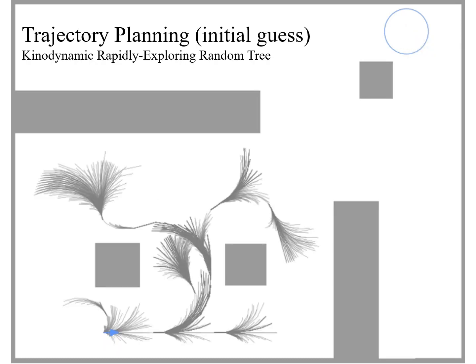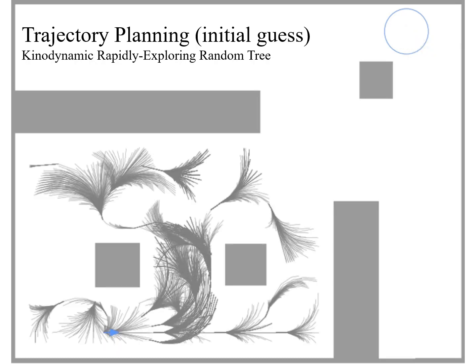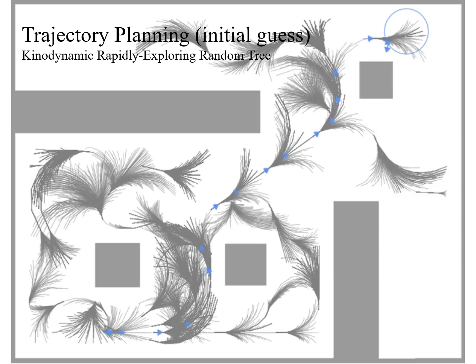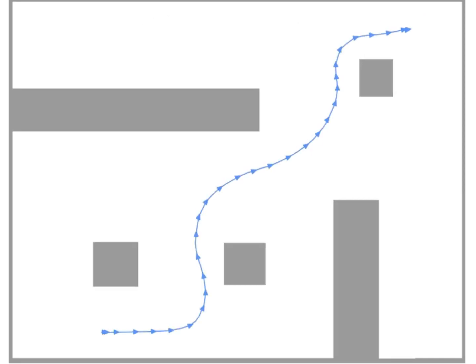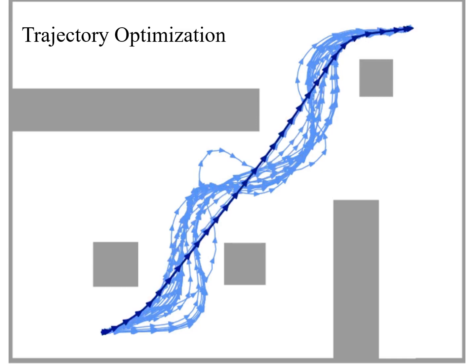Firstly, an initial guess trajectory is computed using the kinodynamic rapidly exploring random tree algorithm. Then, this trajectory will be used as an initial guess for an optimization problem that will minimize a cost function until an optimized solution is reached.